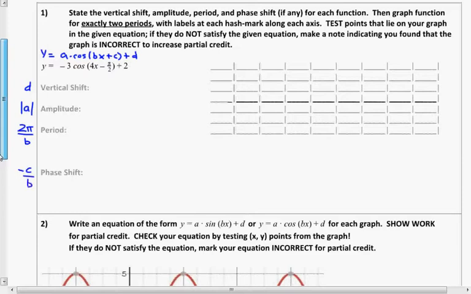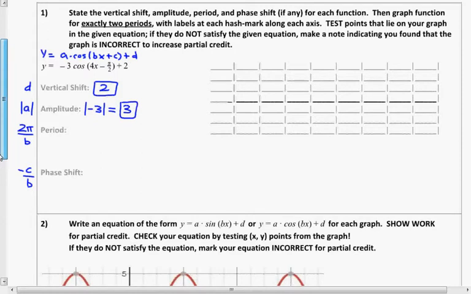So you don't have to memorize those. Those will be given to you. You just need to know how to analyze and apply them. So you can look at this equation. What's the vertical shift? 2. Okay. What is the amplitude? The absolute value of a would be the absolute value of negative 3. So I would call the amplitude 3.